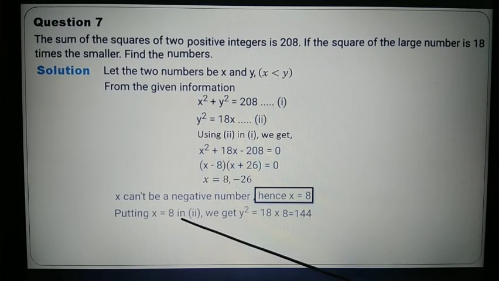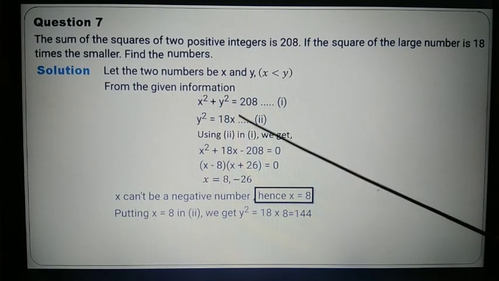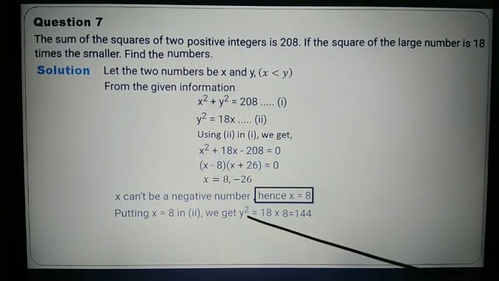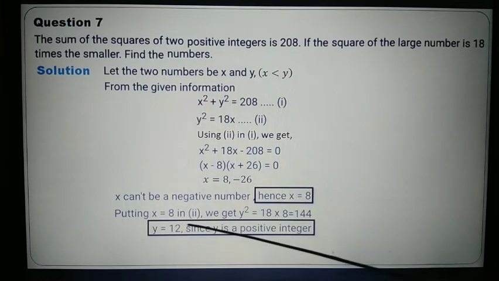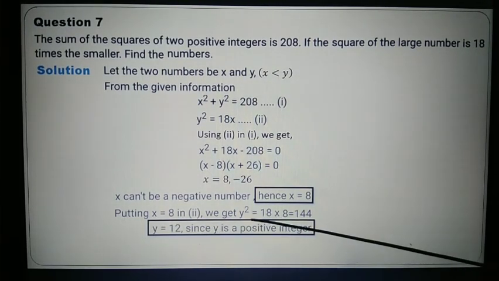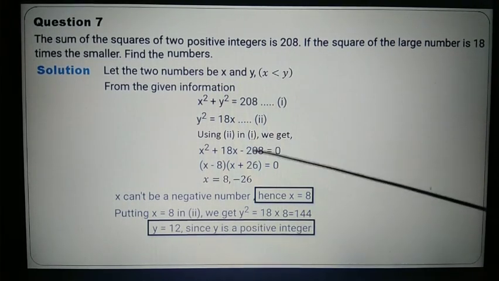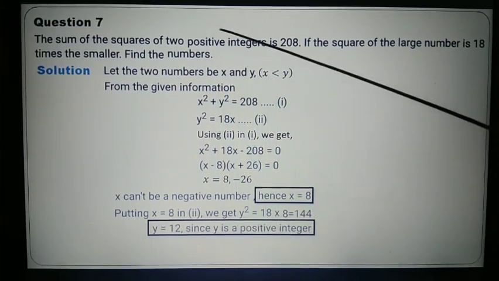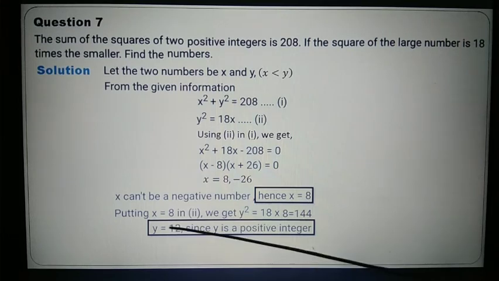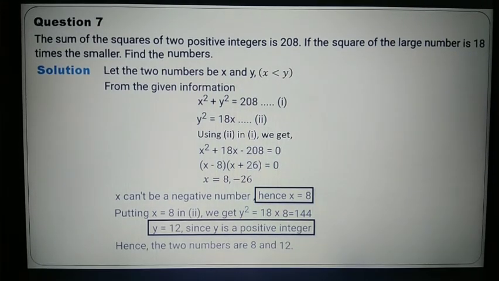So putting x equals 8 in 2, we have y square equals 18 into x. X is 8, which gives 144. So y will be the square root of 144, which is 12. Right, so y is 12, and we know that whenever we take a square root, there have to be two square roots, one plus and another minus. So we cannot take negative because my number has to be a positive one. So that's why I'm taking y equals 12. Okay, so the two numbers are 8 and 12. Okay, so pause the video to note down.